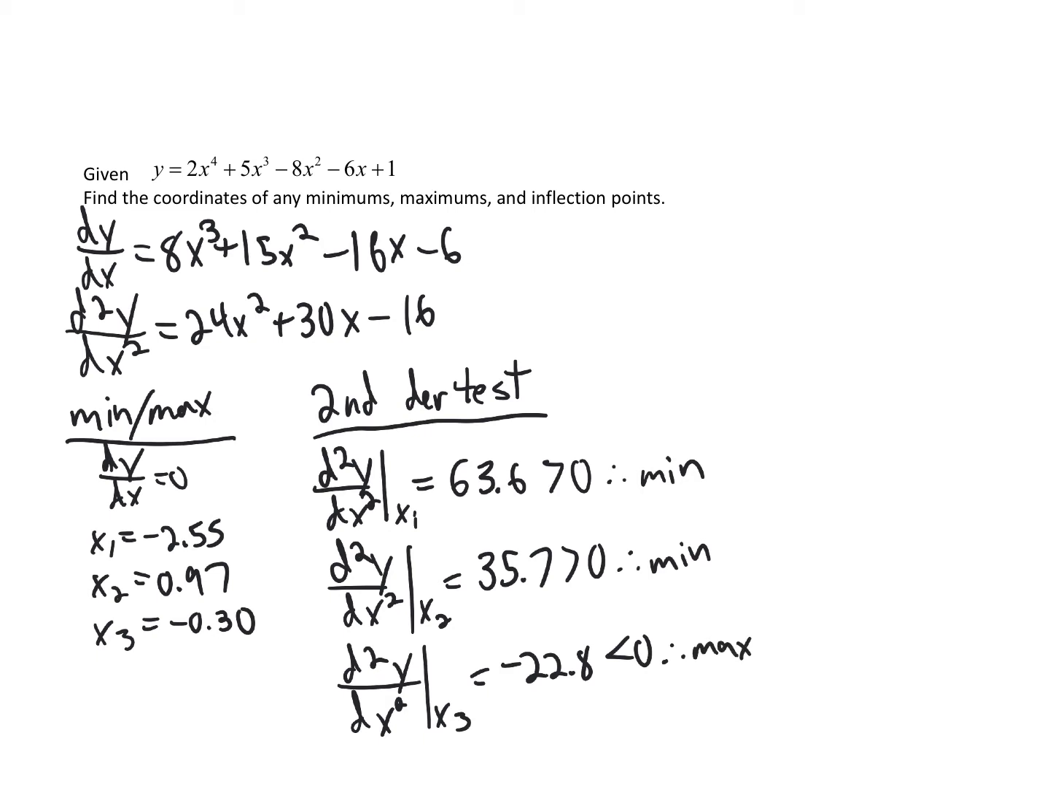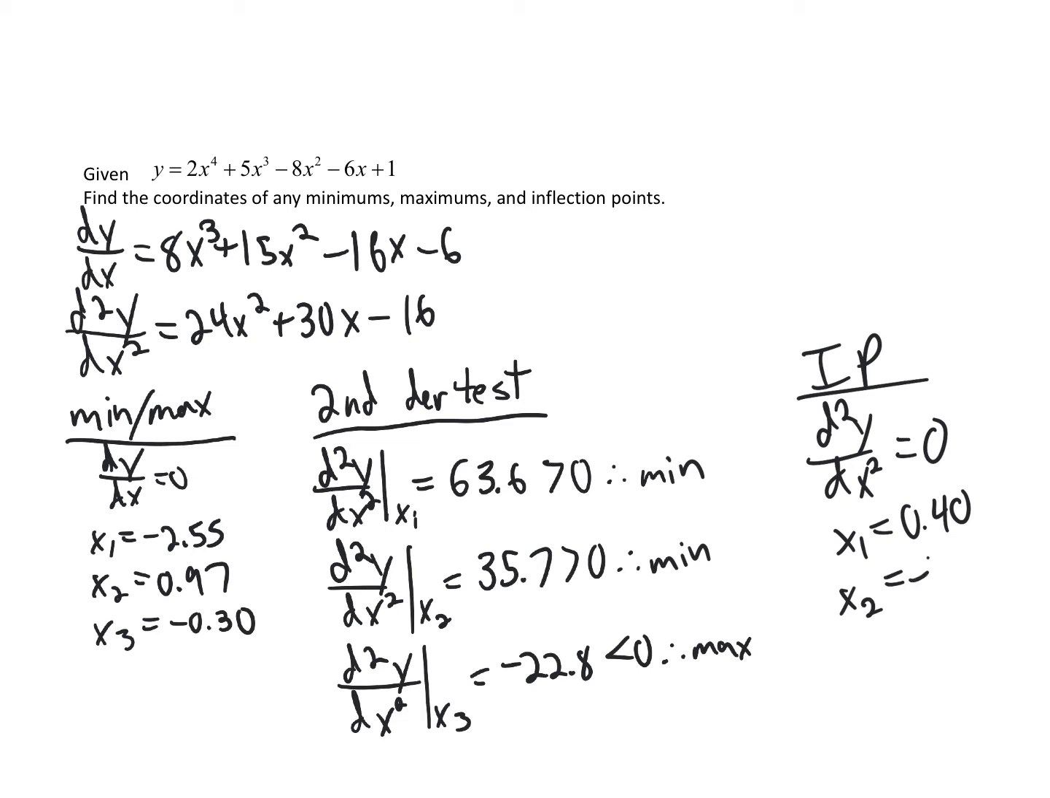Now to determine the inflection points or points of inflection, we set the second derivative to 0. It is just a quadratic, so we can use our calculator again. x1 equals 0.40, x2 equals negative 1.65.